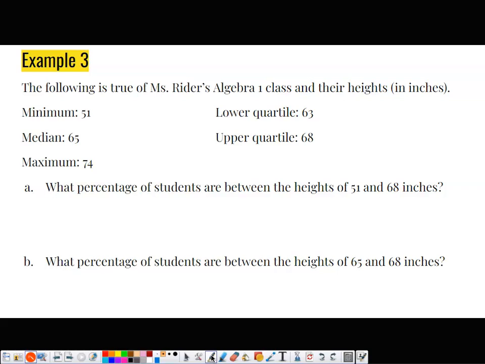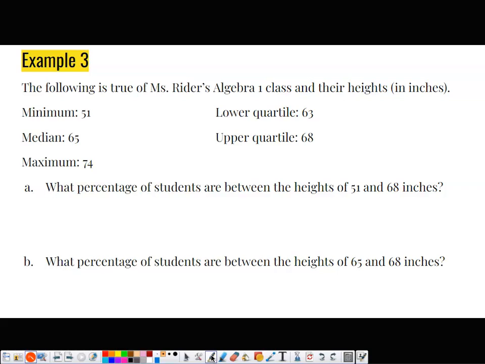The following is true of Miss Ryder's Algebra 1 class and their heights. So here we have a 5-number summary, right? So the minimum, Q1, median, Q3, and the maximum. Part A, what percentage of students are between the heights of 51 and 68 inches? Part B, what percentage of students are between the heights of 65 and 68 inches?